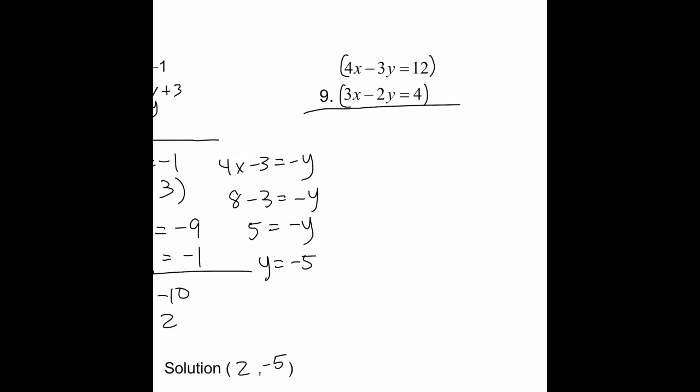If you think about the multiples of 3 and the multiples of 2, you see that if you multiply 2 here and 3 here, okay, you will be able to get a 6, okay? But if this becomes a 6, and that becomes a 6, one of them has to be a positive in order for it to cancel out. So I'm going to decide to multiply by negative 2.